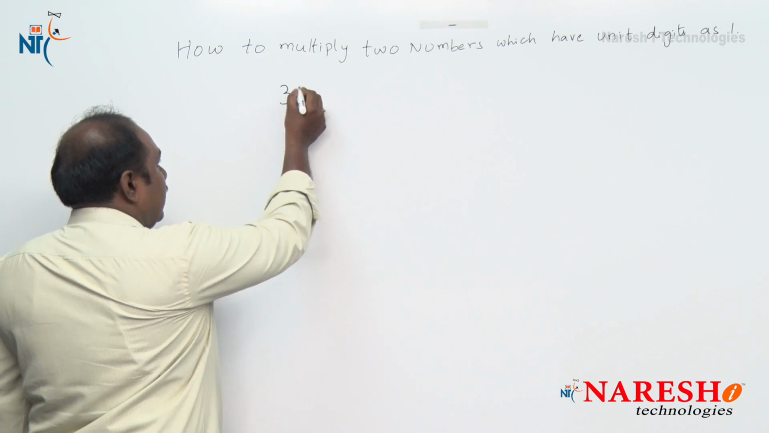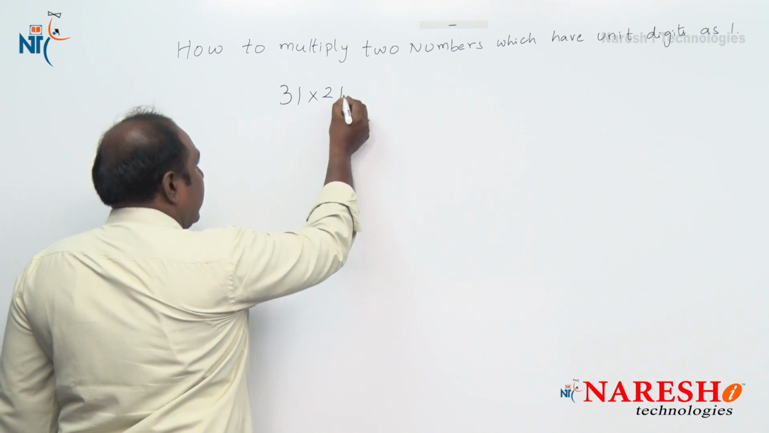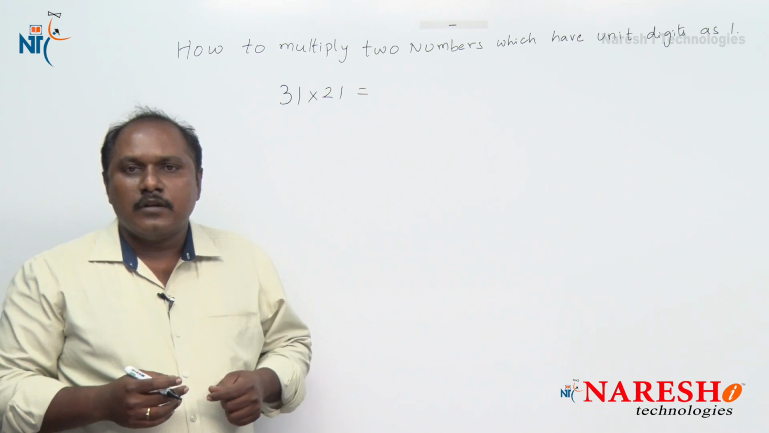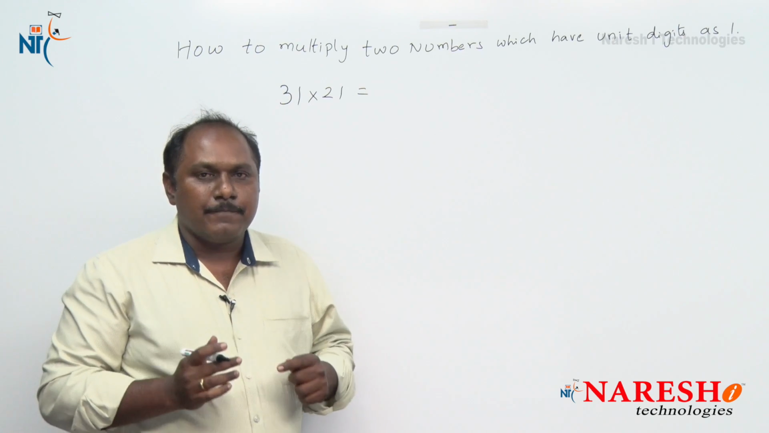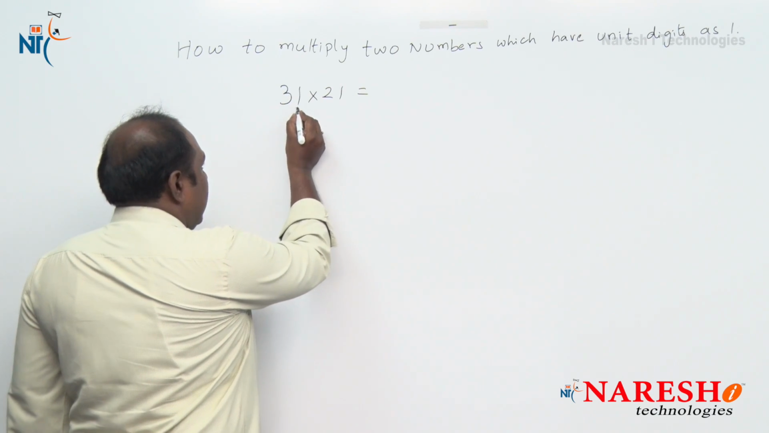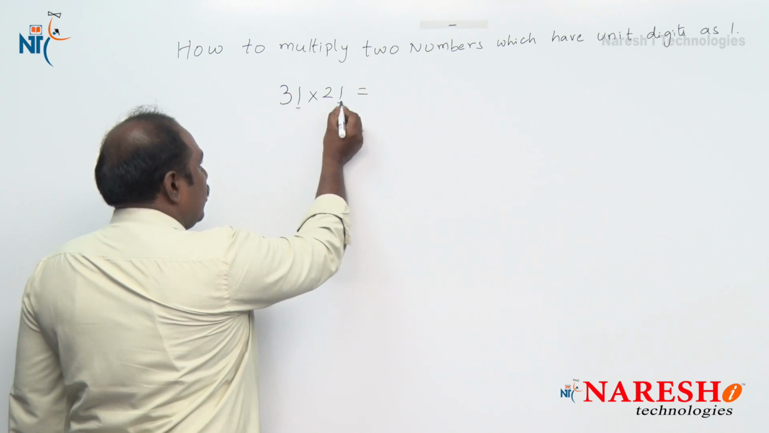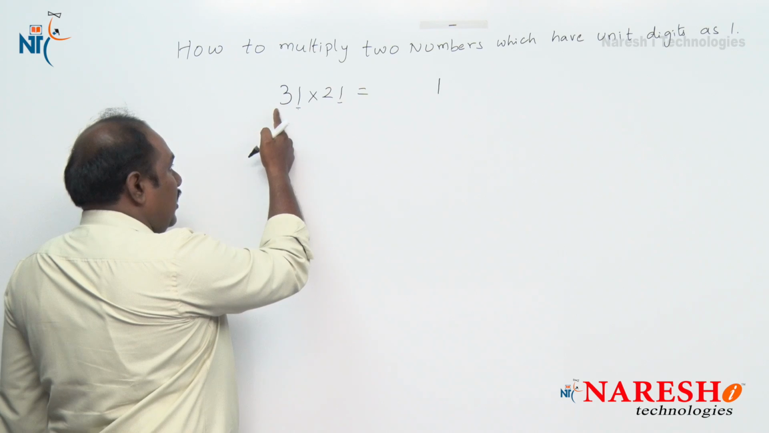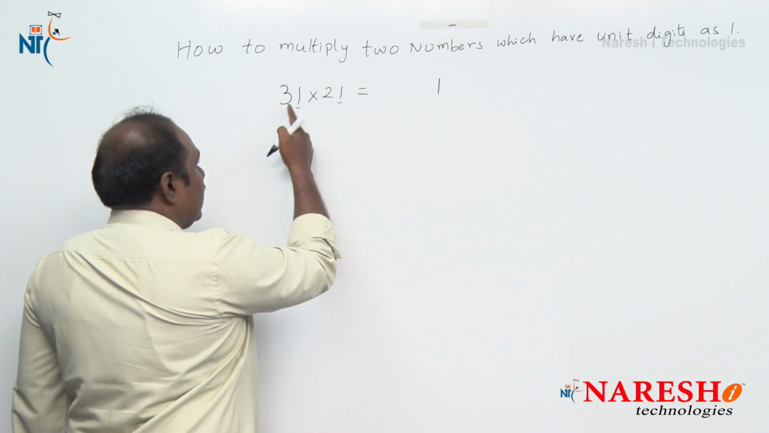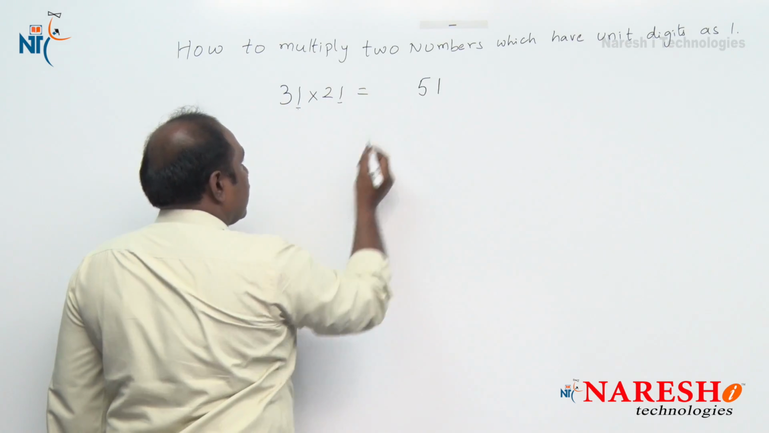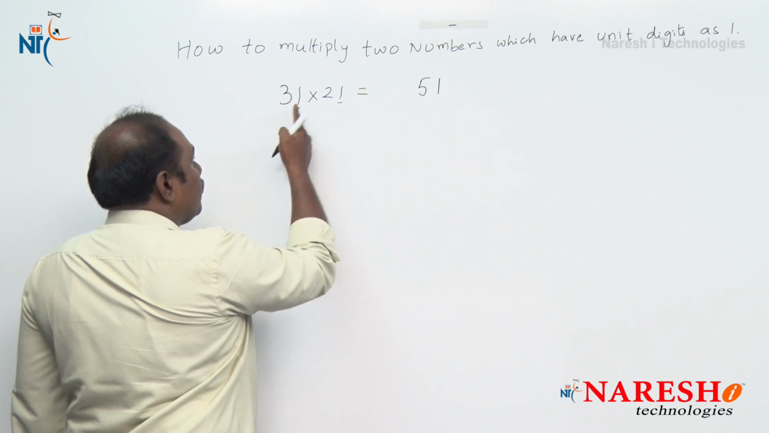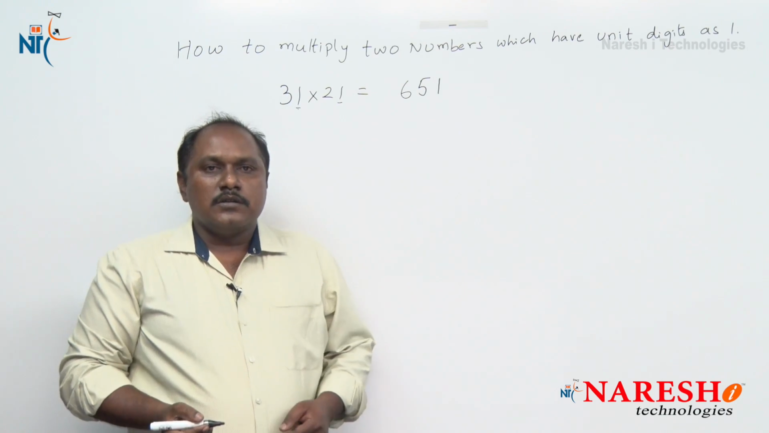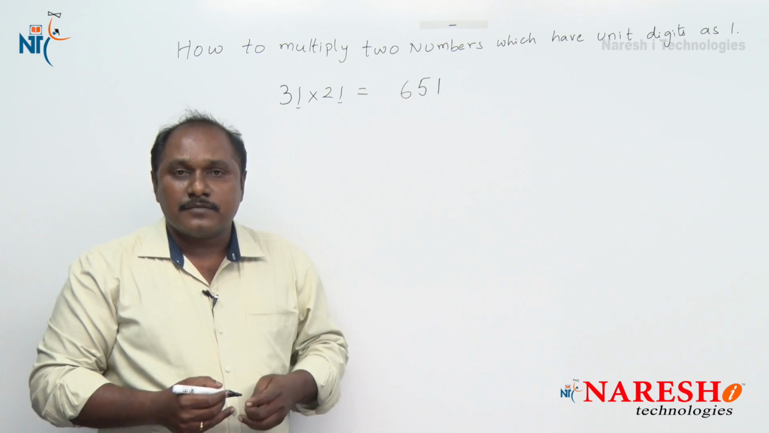Suppose we need to multiply 31 into 21. There are many ways to multiply, but see the simplest way. Multiply the unit digits, 1 into 1, 1. Now the digits before 1, 3 and 2, add them: 3 plus 2, 5. Now the same 3 and 2 you multiply: 3 into 2, 6. So the answer is 651.